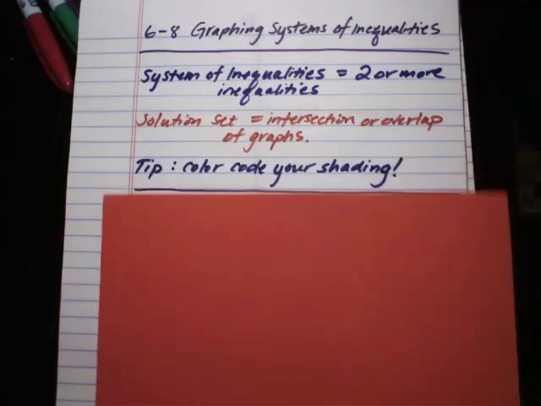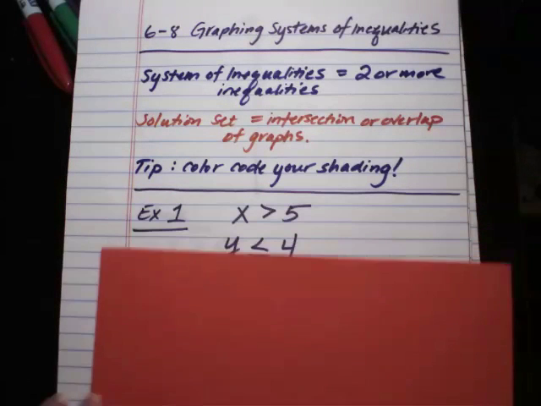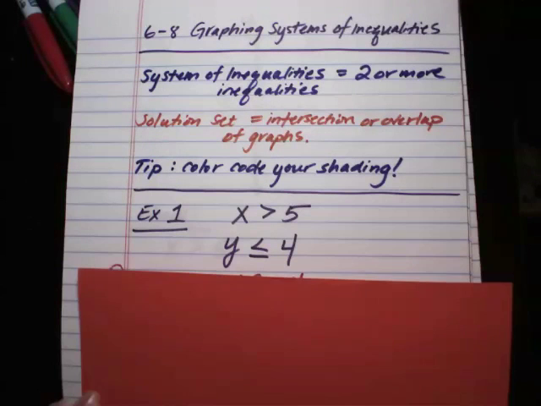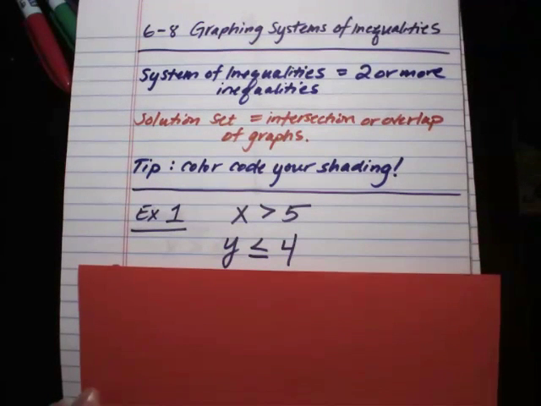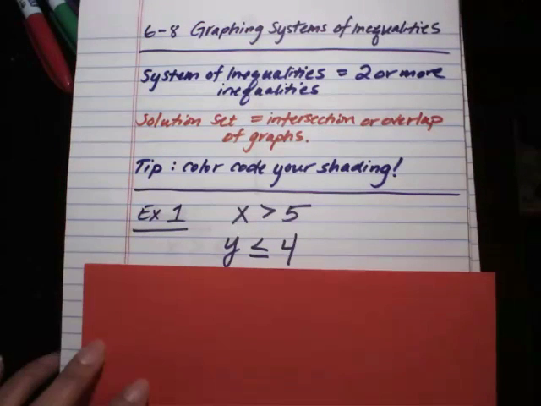Okay, so this is going to be a good time for you to break out your color pencils because we're going to be color coding the two graphs to make sure that we can easily identify the intersection point or the solution set. Okay, so first off, this is example number 1. You have two inequalities, x is greater than 5, y is less than or equal to 4. Our objective first off is to graph these two inequalities.